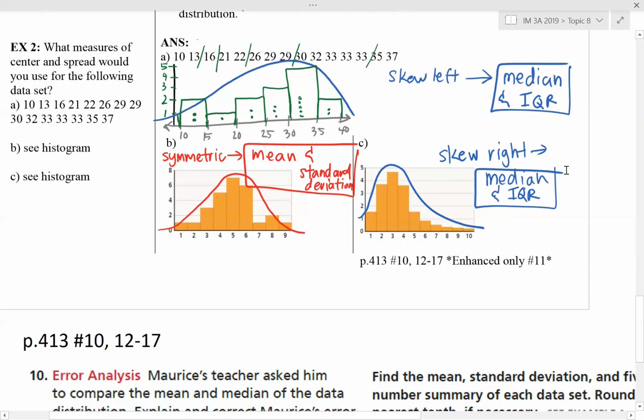So all those examples will help you with the assignment for day 1 of this section. The next video will get you through the assignment for day 2.